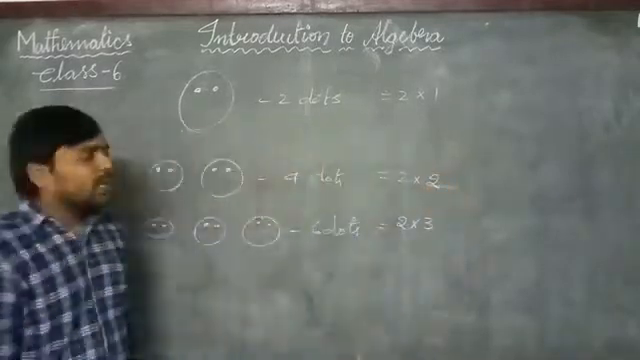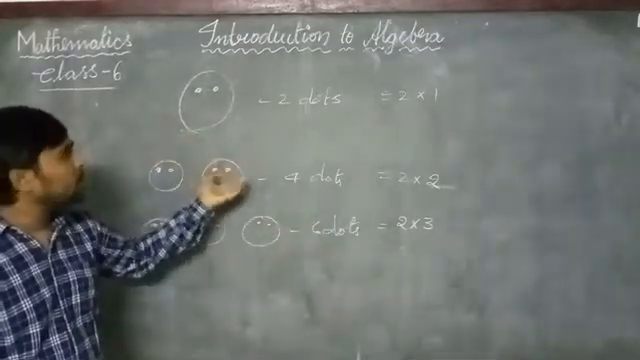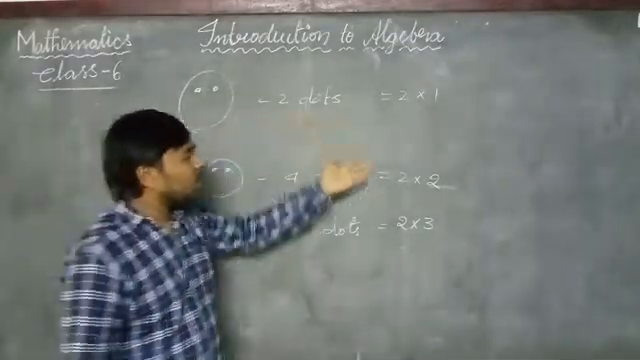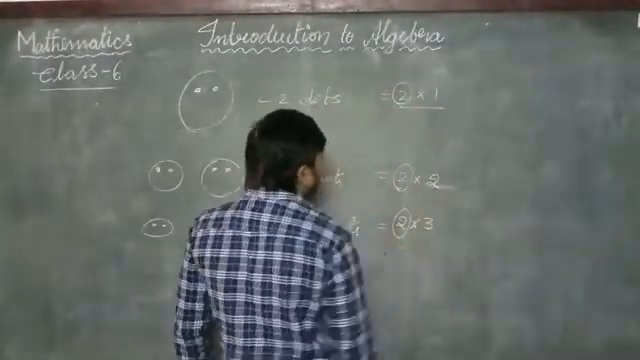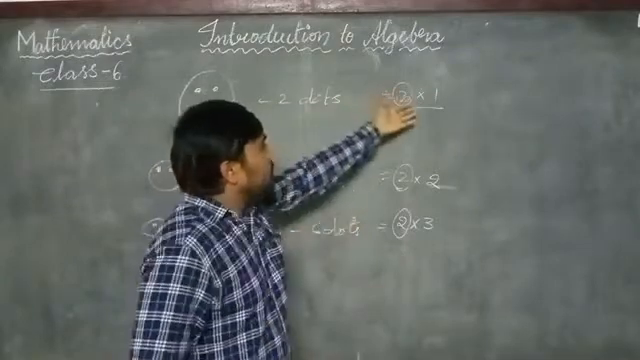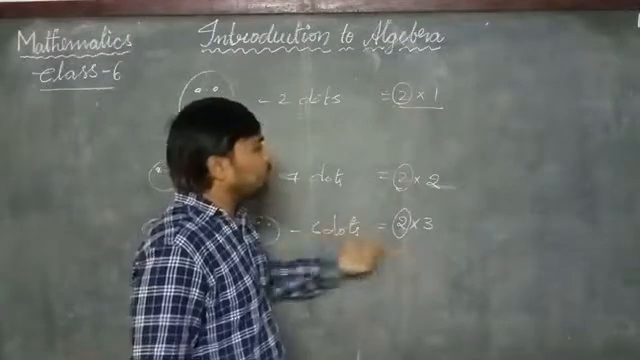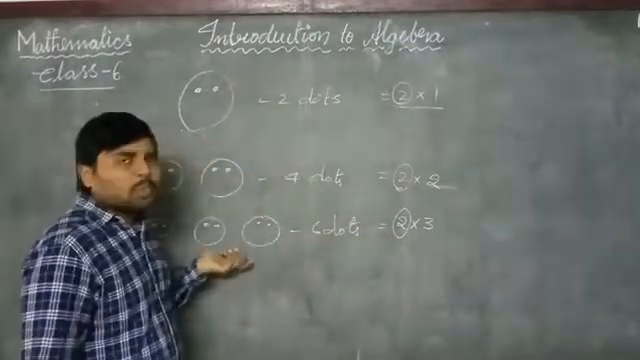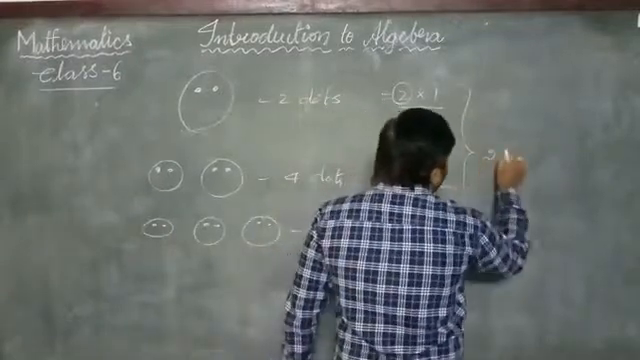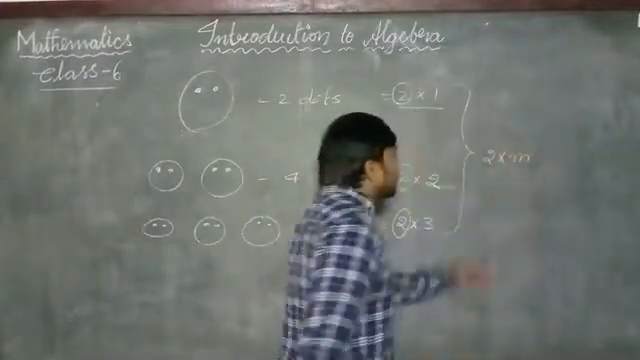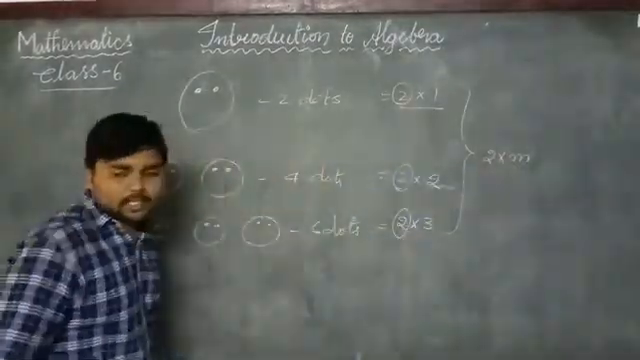In this way we can write the general pattern for the given patterns. In this pattern, 2 is a constant value. 2 is not changing; it represents the number of dots, and 1 represents the number of faces. In this way we can write the general form as 2 into m. Here 2 is the number of dots and m is the number of faces.